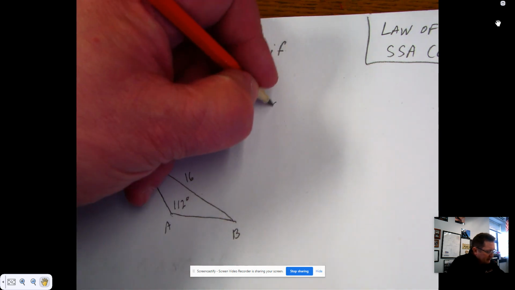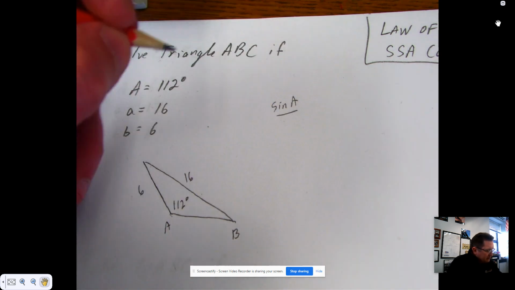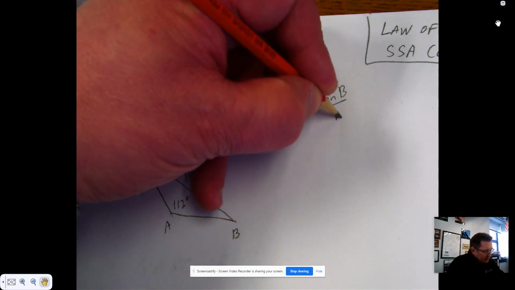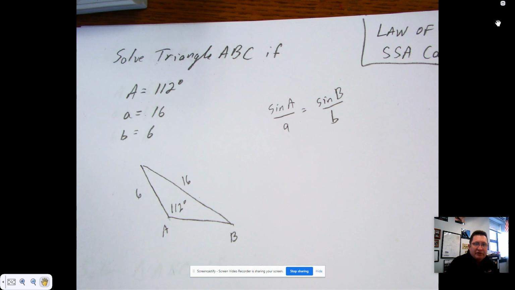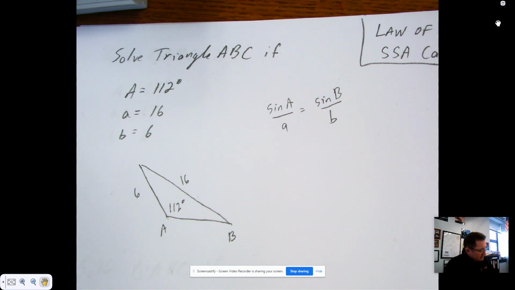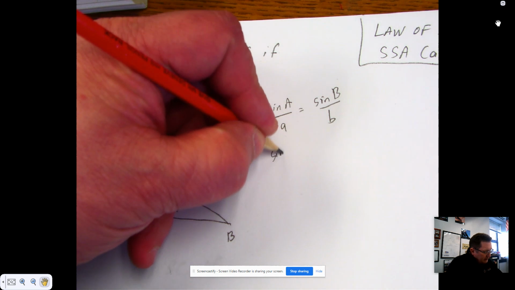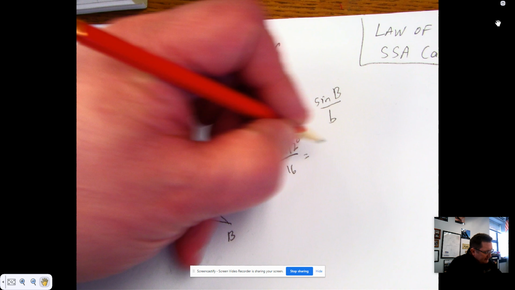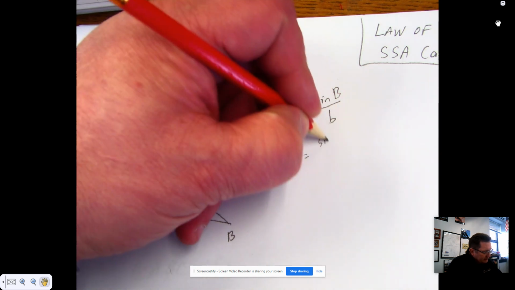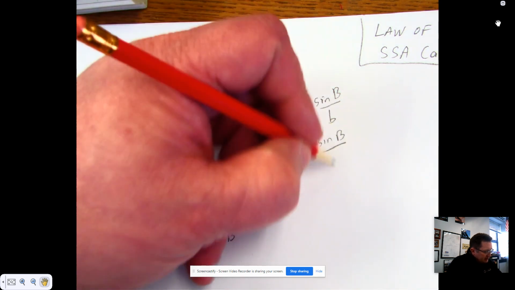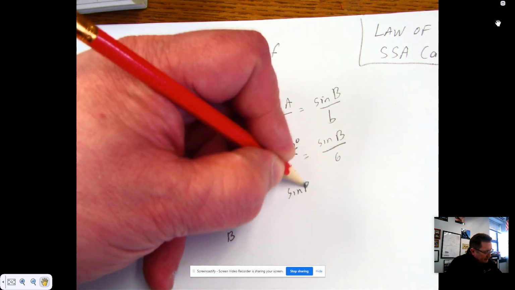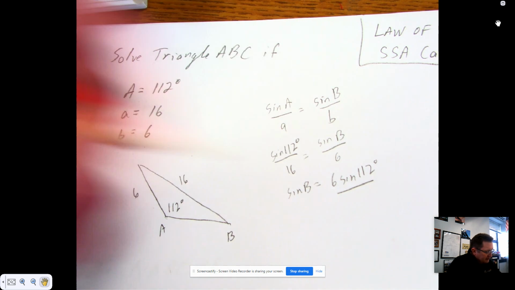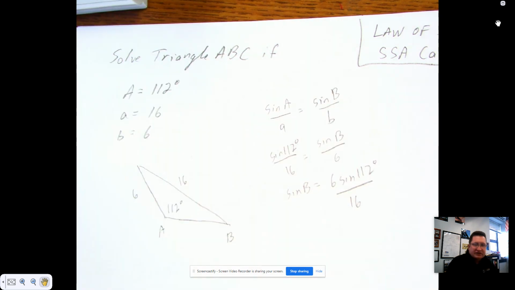By the law of sines, we know that sine A over a is equal to sine B over b. We have three of those four things, and therefore we can solve the proportion. So the sine of 112 over 16 is the sine of angle B over 6. And so the sine of angle B is 6 times the sine of 112 degrees divided by 16.